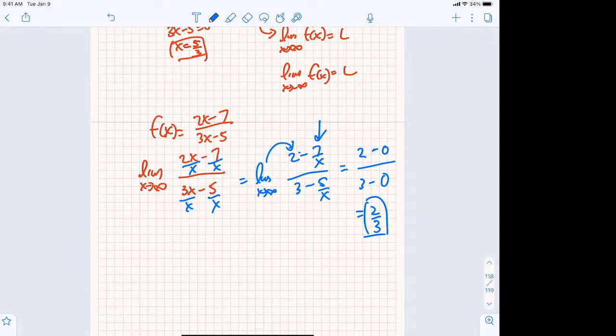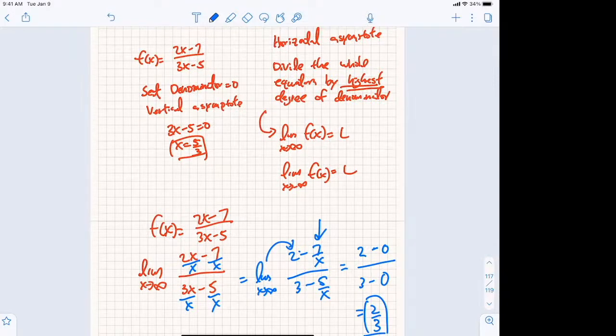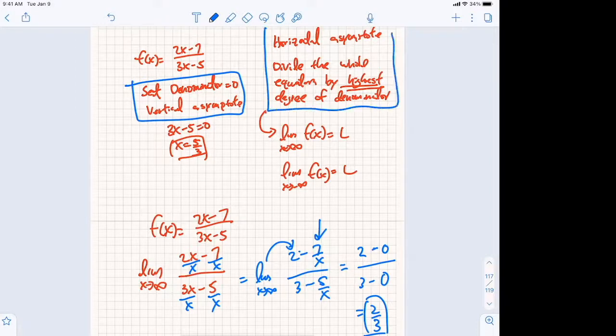Excuse me, what if x was 0? When you're doing it, it says the highest degree of the denominator. No, that's horizontal. Did I say vertical? This side says vertical. Vertical is set the denominator equal to 0. And this is the horizontal asymptote, and you have to reach infinity. It says divide the whole equation by the highest degree of the denominator. What happens when it's a degree higher? So you divide.